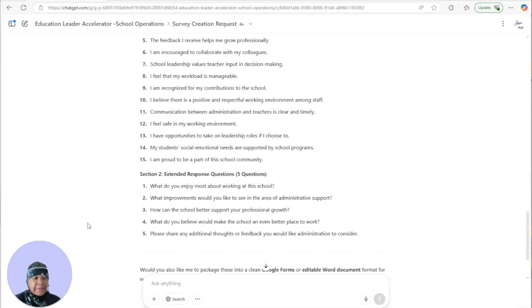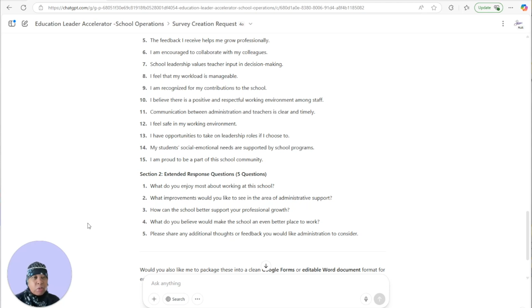And then they have 5 extended response questions. What do you enjoy most about working at the school? And that's important. It's going to expound upon some of these other questions. What improvements would you like to see in the area of administrative support, which is important for them? How can the school better support your professional growth? What do you believe would make the school an even better place to work? And to share additional thoughts or feedback.